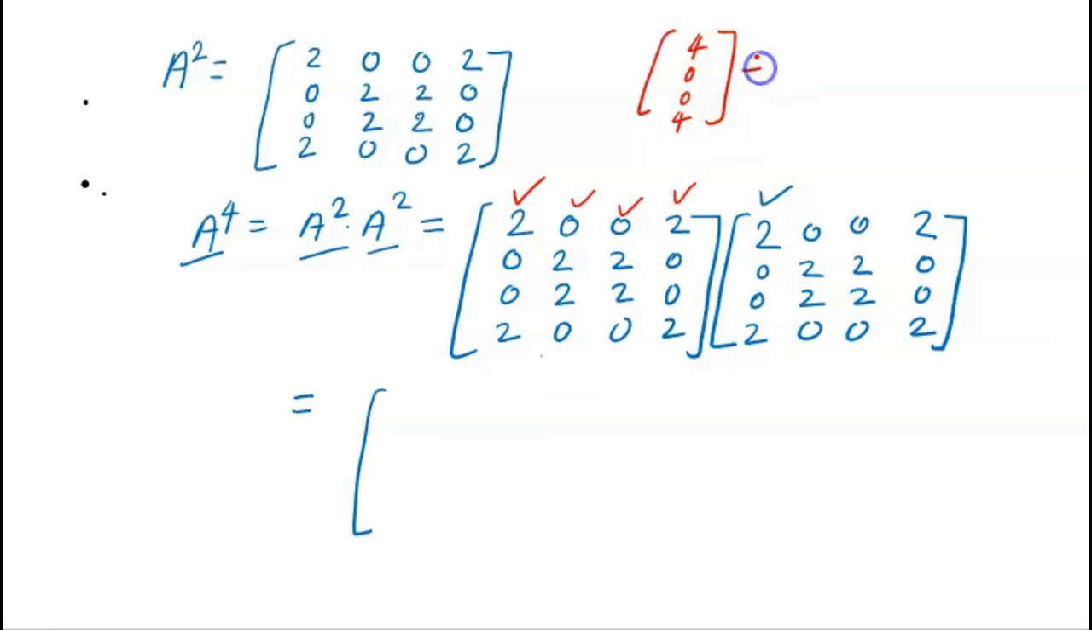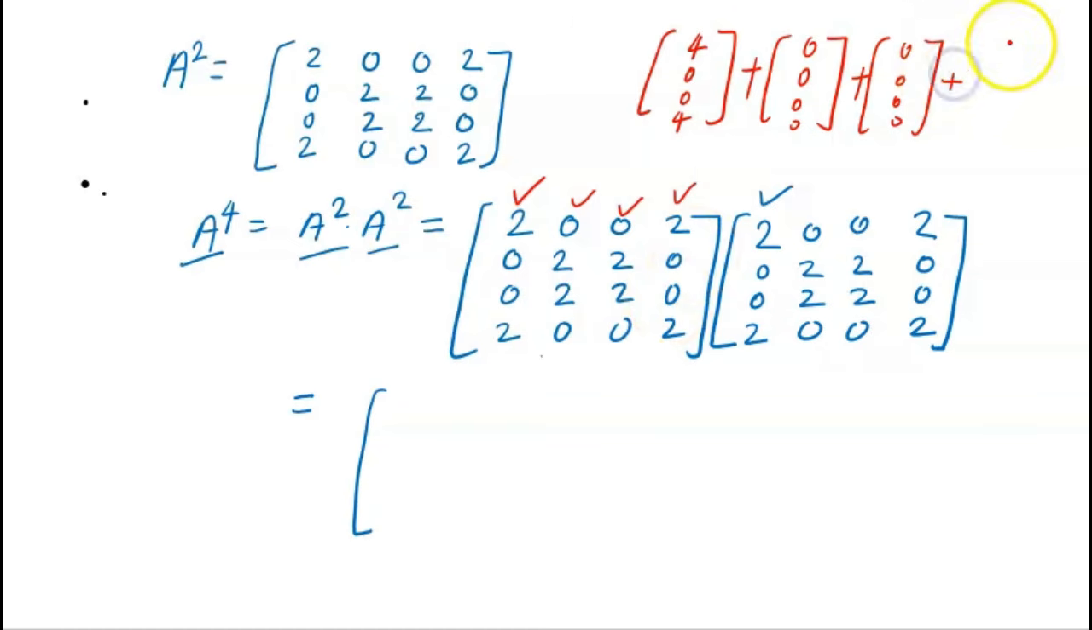And the other 2 columns will be 0, 0, 0, 0, and then again 0, 0, 0, 0, and the last will be again 2 multiplied into this. So 4, 0, 0, 4. So I write 4, 4, 0, 0, 4. I hope you got this. So if I add them, what will I get? I will get 8, 0, 0, 8.